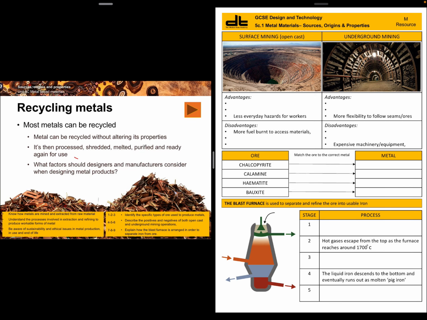Metal recycling can be done without altering its properties. It gets processed, shredded, melted, purified, and then it's ready for use again, so we can make it into everyday products. Think about what factors designers and manufacturers should consider when designing metal products, and how we can factor in this recycled metal. Again, there's another video link for you to quickly look at.